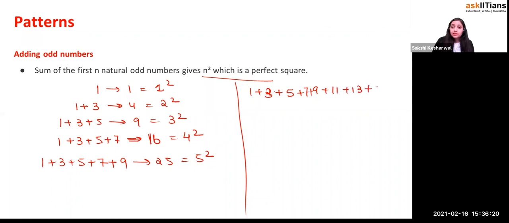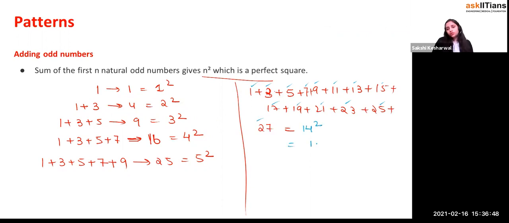11 plus 13 plus 15 plus 17 plus 19 plus 21 plus 23 plus 25 plus 27. What are these values, right? So just count how many values are there. 1, 2, 3, 4, 5, 6, 7, 8, 9, 10, 11, 12, 13, 14. So this equals what, beta? 14 square, right? So 14 square is 196. 14 square means 14 into 14. When you multiply 14 into 14, it equals 196. This is the answer, right?